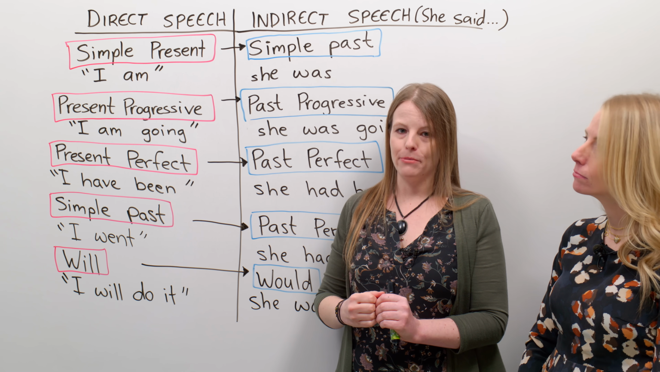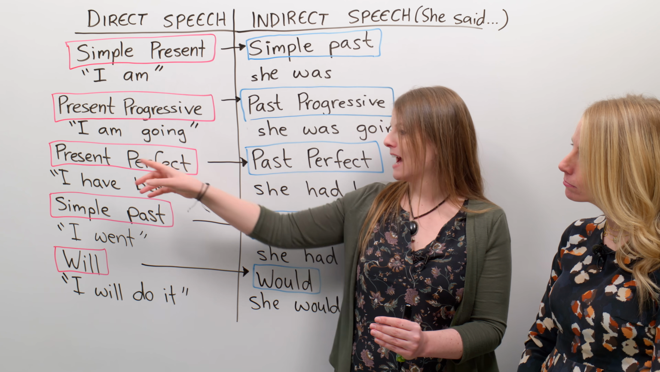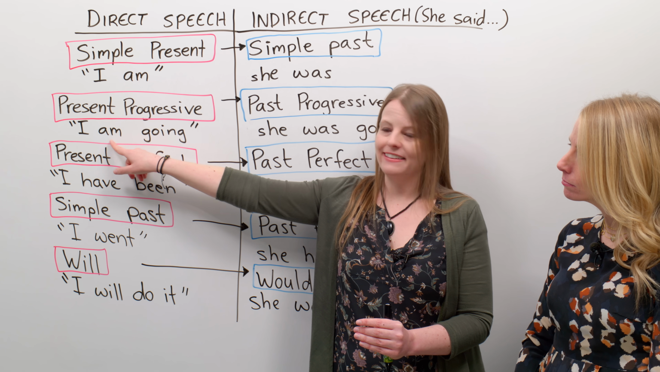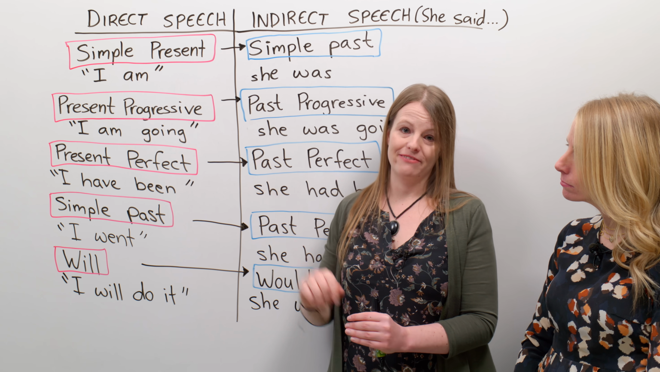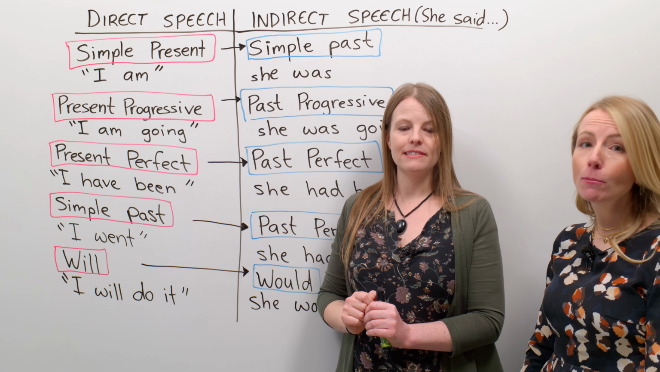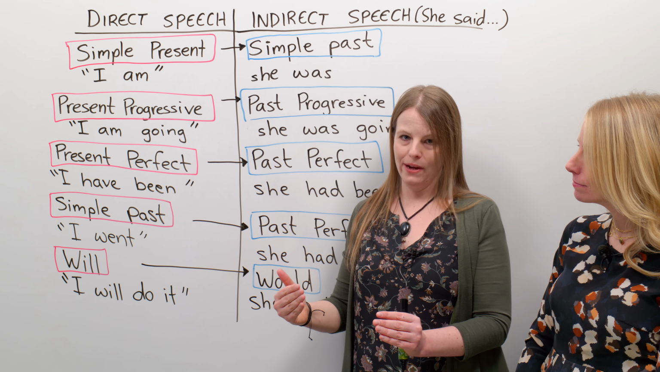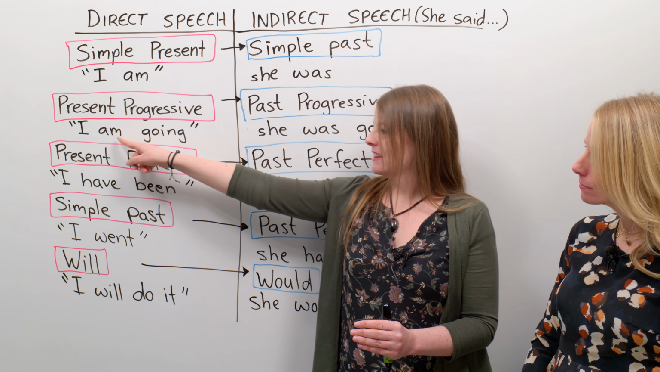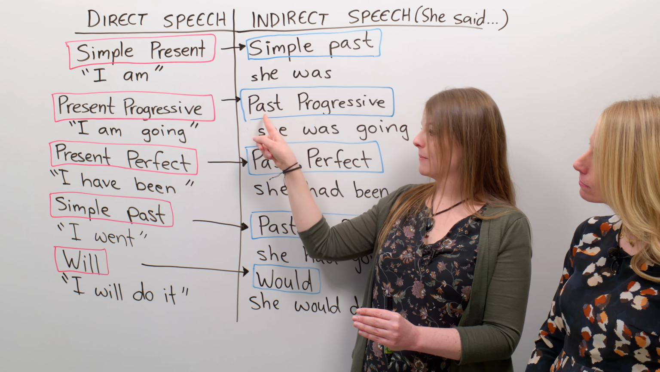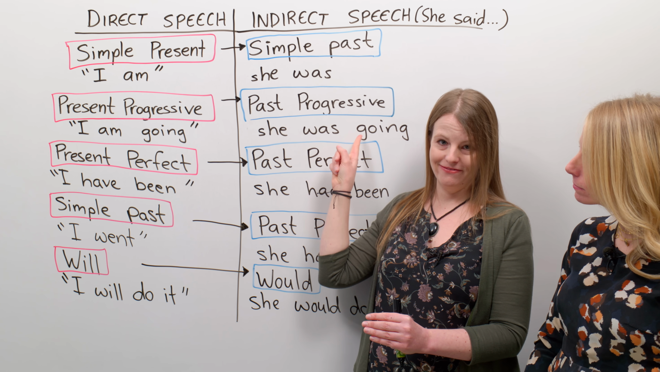Now let's look at another example. The present progressive or the present continuous is when we have our auxiliary here, like am, are, is, and we have our verb with ing. Audra, can you say the present progressive sentence here? Sure. I am going. Okay. Audra said she was going. So you'll notice that this am, when we're reporting what Audra said, it becomes the past progressive tense. So we use she was going.